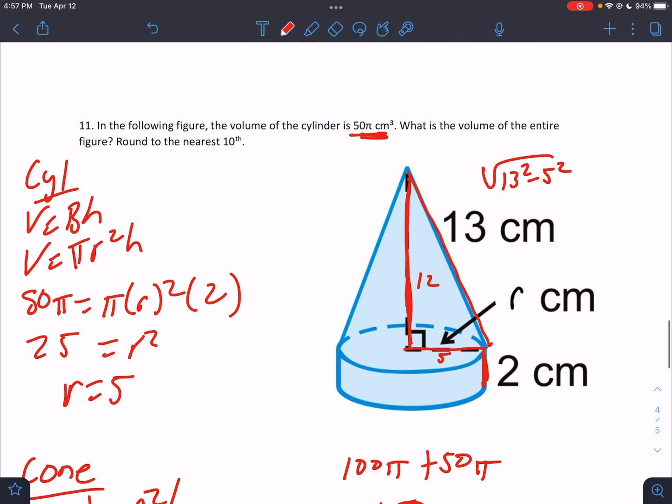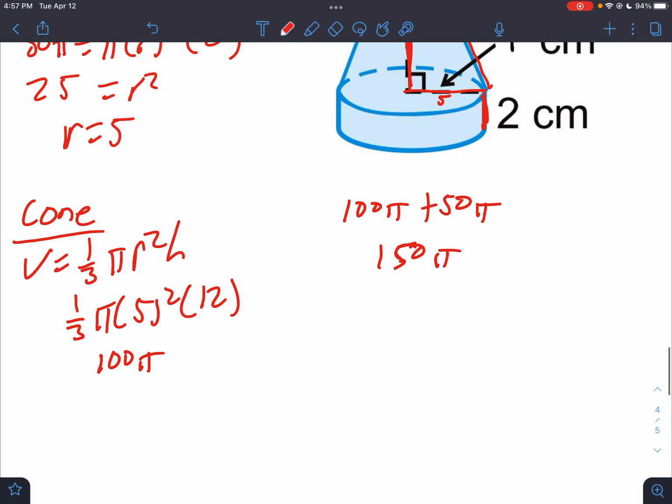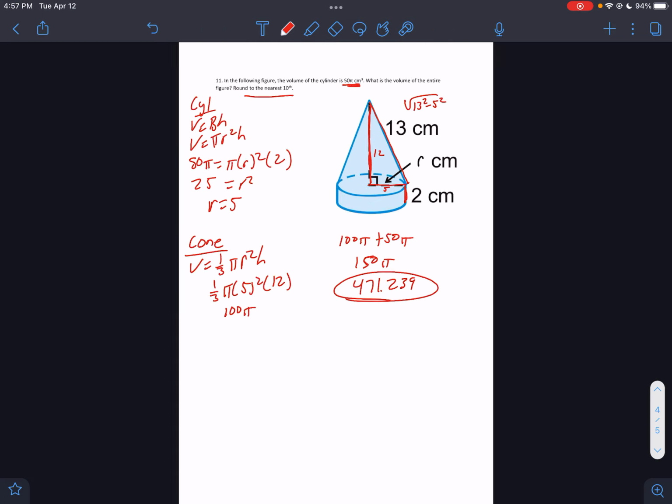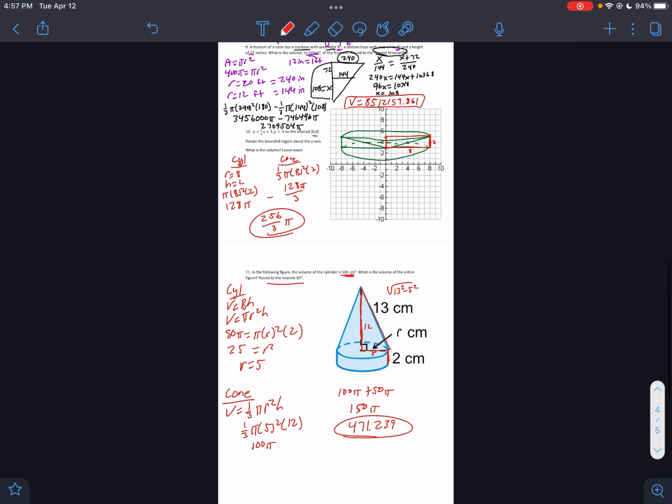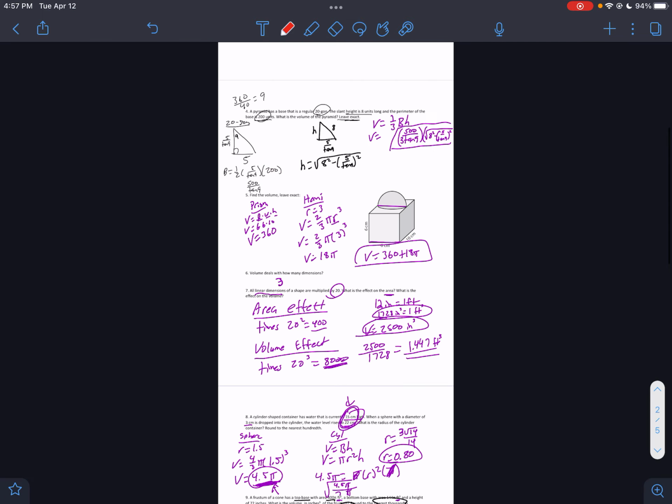But they said round to the nearest tenth this time. So 150 pi to the nearest tenth is 471.239. Oh man, we're done. I was having fun. Hopefully I didn't mess up anything.